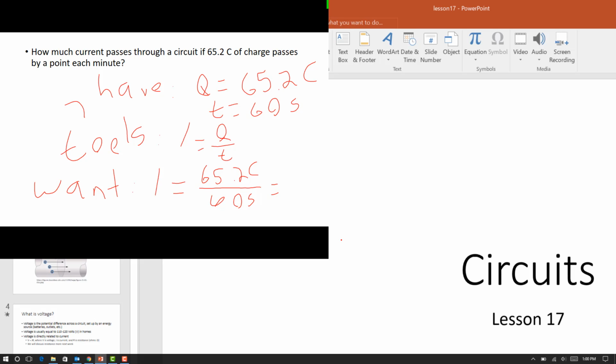Okay, since we now have coulombs divided by seconds, we can convert that into amperes. So our units will be amps, and we should have something equal to 1.09 amperes, or 1.09 amps. And so that's how much current passes through a circuit if 65.2 coulombs of charge passes by a point each minute. So about 1 amp, and that's a very common current.